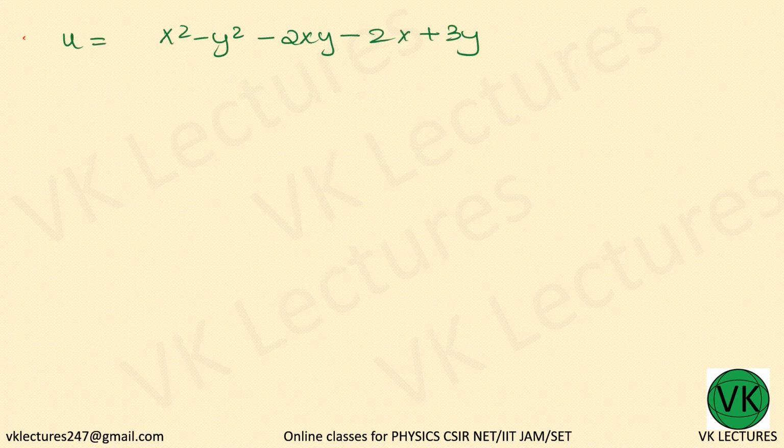Number 2, u of x comma y is given as x squared minus y squared minus 2xy minus 2x plus 3y. So let's find ∂u/∂x. That's equal to 2x minus 2y minus 2, and ∂u/∂y is equal to minus 2y minus 2x plus 3. Now from ∂u/∂x, so what is the formula?